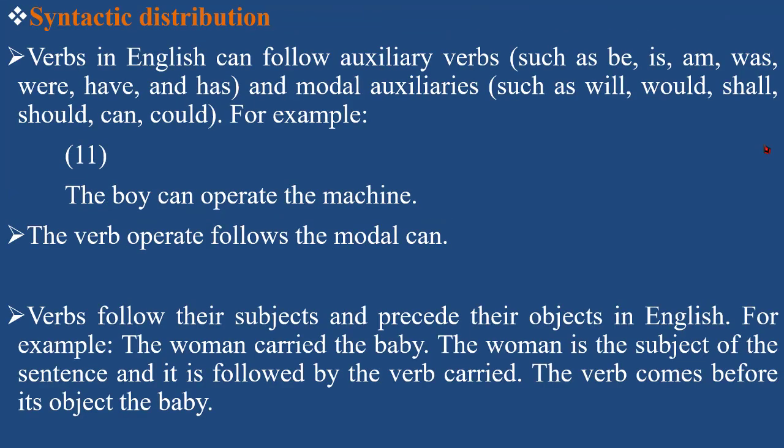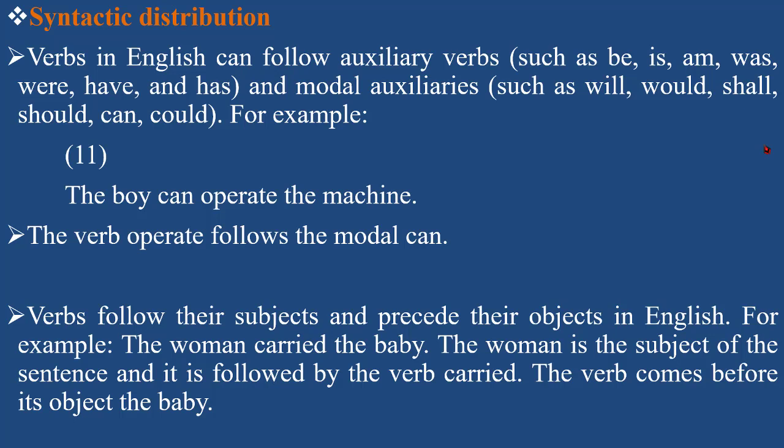And then we have syntactic distribution. Verbs in English can follow auxiliary verbs such as be, is, am, was, were, have, and has, and the modal auxiliaries such as will, would, shall, should, can, could, for example. So for example, the boy can operate the machine. So the verb operate follows the modal can.